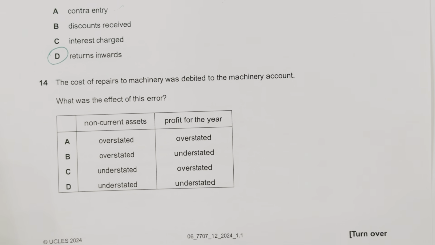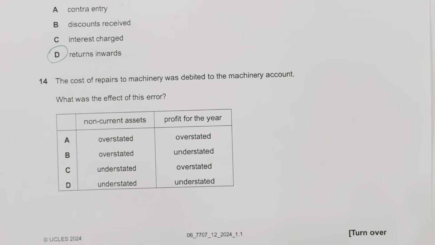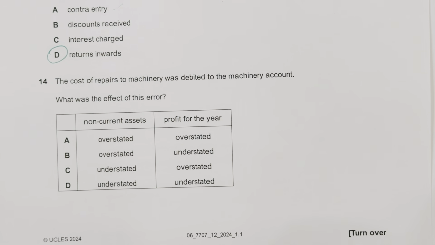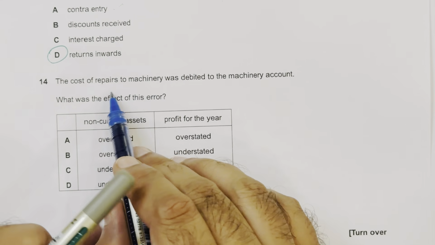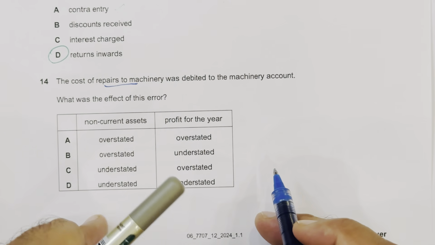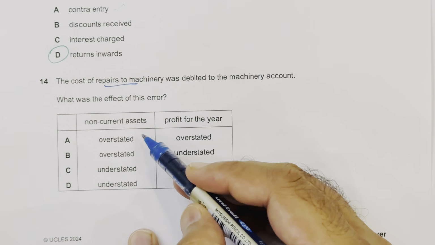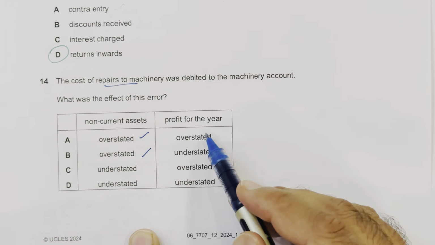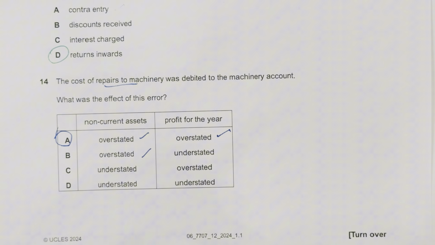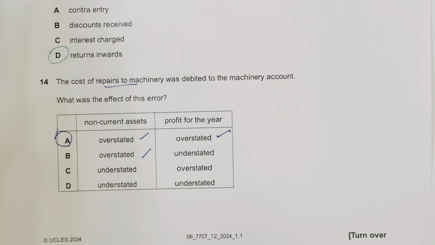Okay, the question number 14, the cost of the repair of the machinery was debited to the machinery account. What was the effect of this error? The effect of this error is it would overstate the non-current asset, because cost of machinery repairs should not be added in the value of the machine, so our non-current asset would be overstated, and profit of the year would also be overstated. So option number A is carrying both these options. So option number A is the right choice.